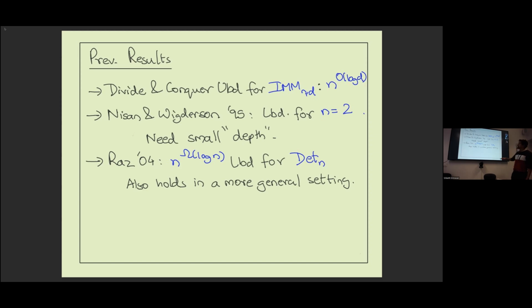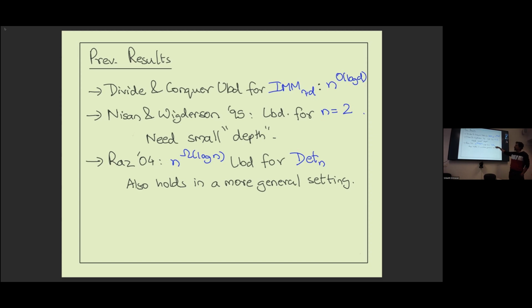So what Raz showed is that any set multilinear formula for the determinant must have size n to the log n. So it's very interesting. n to the log n is the lower bound we want to prove, and he proves such a lower bound, but for a different polynomial, the determinant. Okay. He doesn't actually get it for iterated matrix multiplication. There's a very good reason for that.